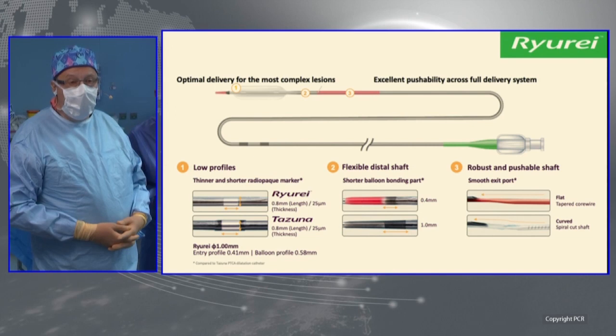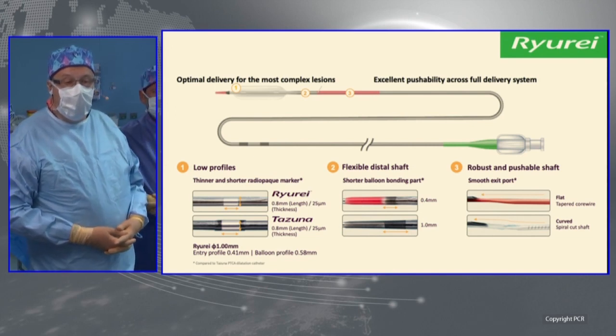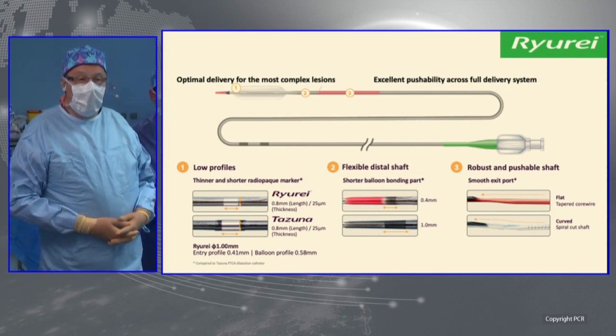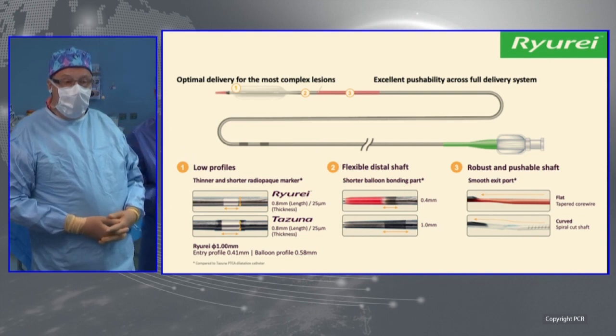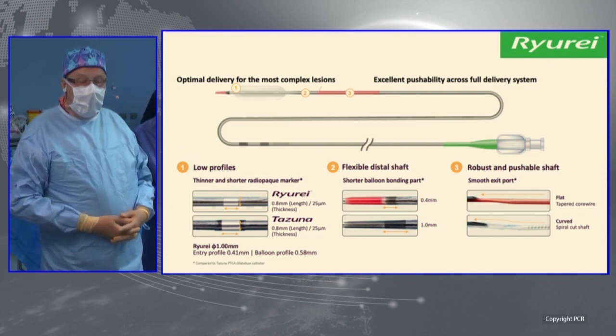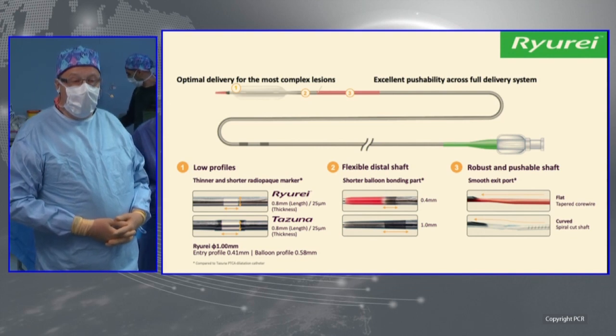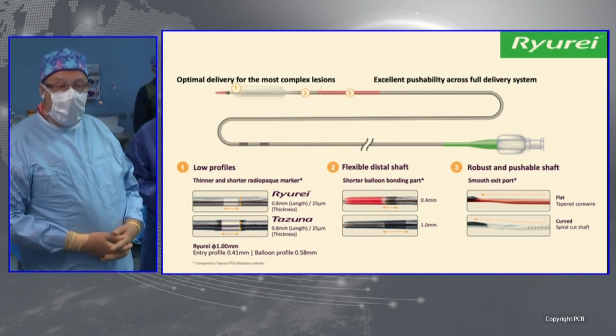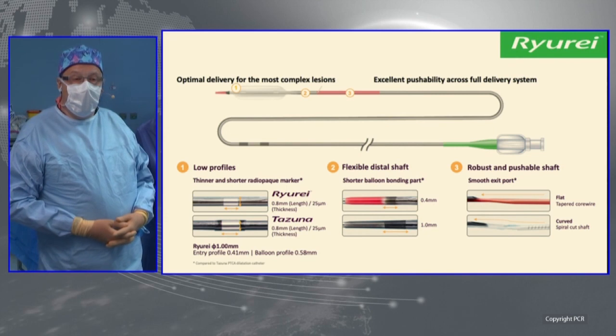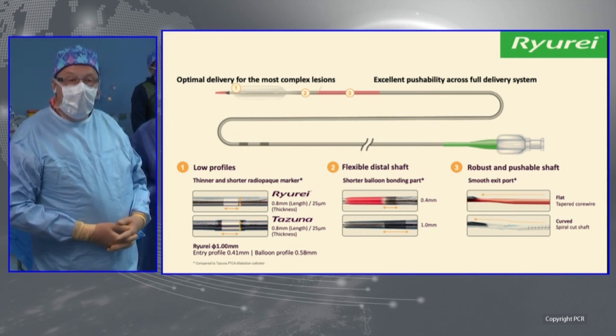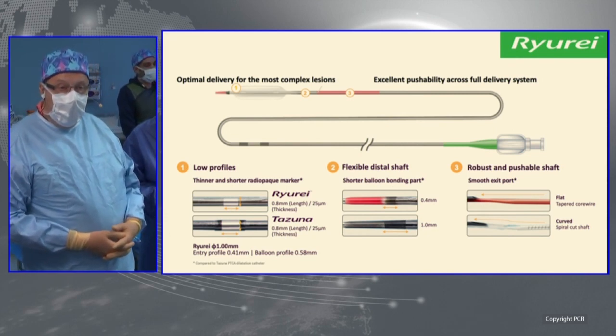I will show you briefly the three tools we are going to use. The Ure balloon as a predilatation tool for this left main, which is a new balloon from Terumo with a modified tip and low profile and more pushability compared to previous versions.